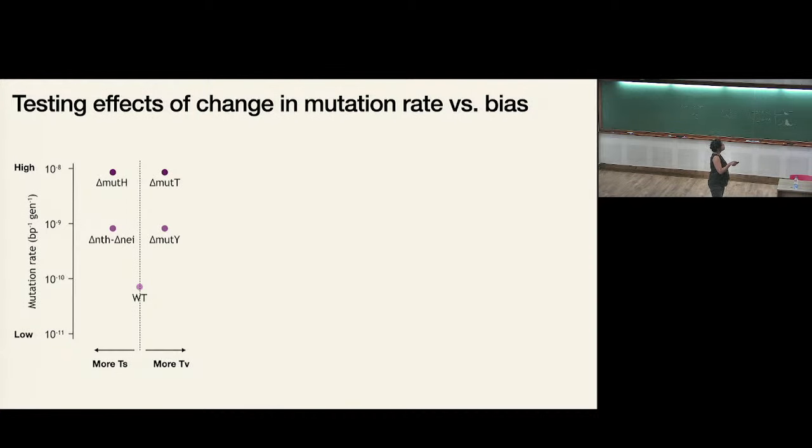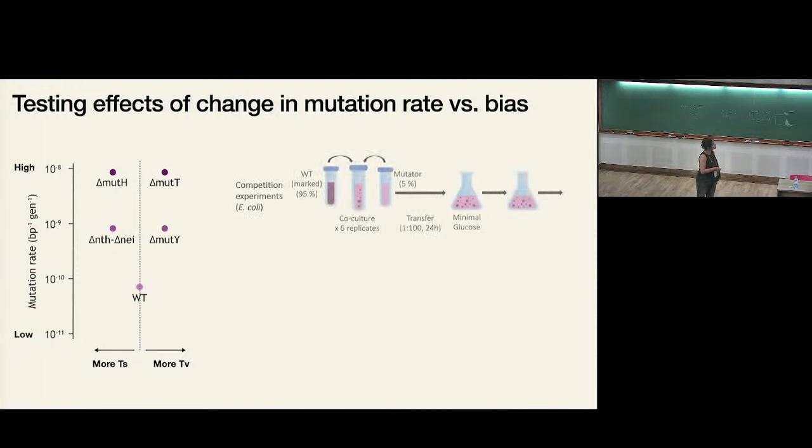These guys should be a bit slower than these because they have a slightly lower mutation rate, right? But we expect all these mutators to eventually kick out the wild type and invade the wild type simply because of mutation rate benefit. However, within a given mutation rate category, we expect the ones on the right to do better because they are sampling transversions more, which we predict are more beneficial. Everybody with me?